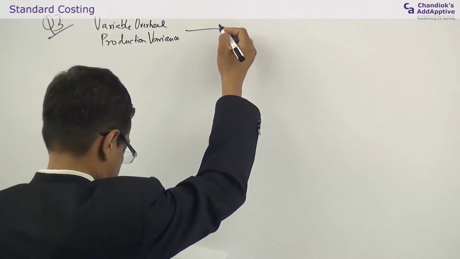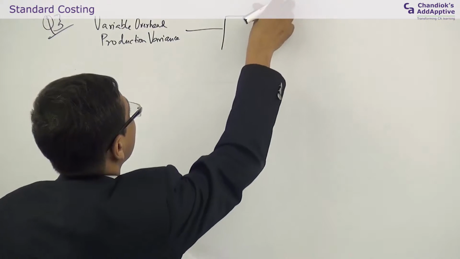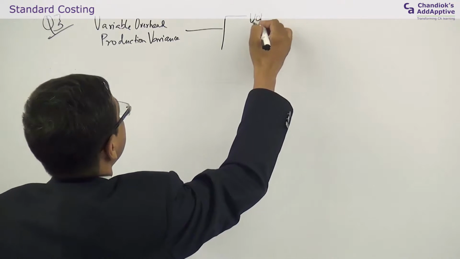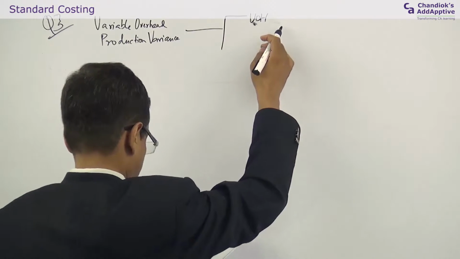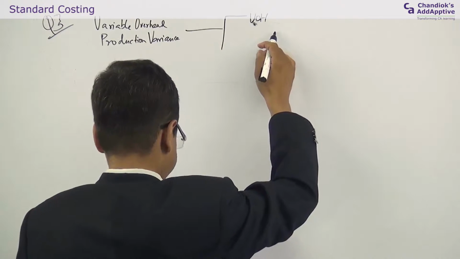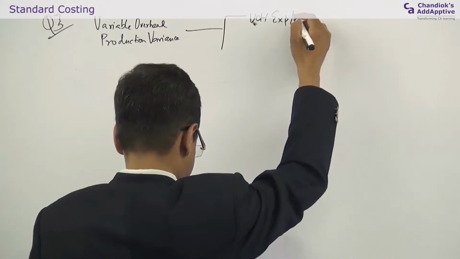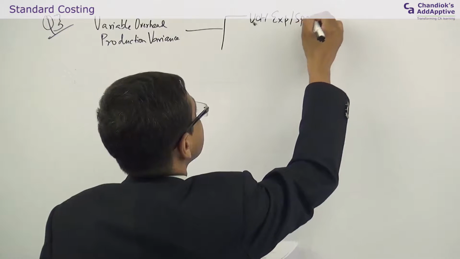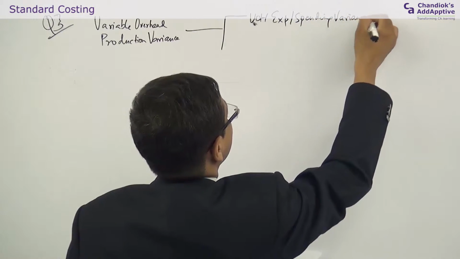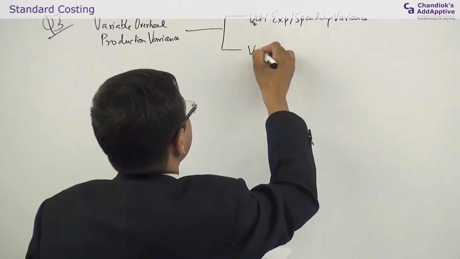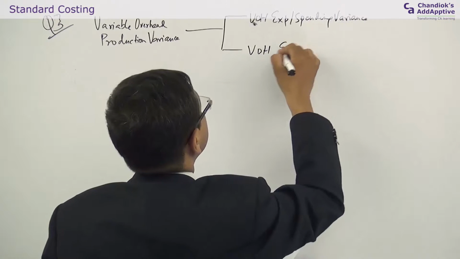This is composed of variable overhead. I write in short: variable overhead expenditure variance, or it is also called spending variance, and variable overhead efficiency variance.